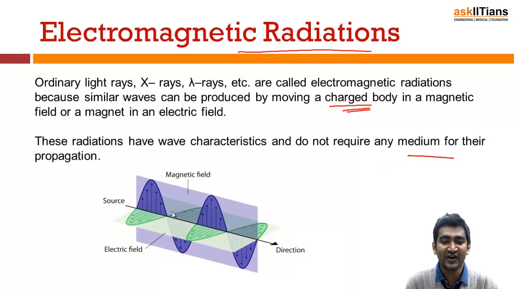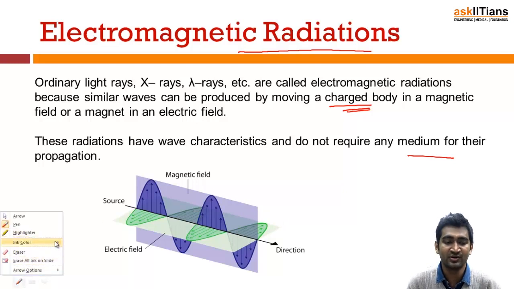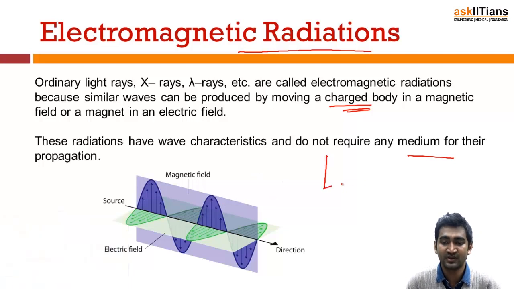It's like this, the transverse waves. This is the electric field, this is the magnetic field, and this is the direction. All these three are perpendicular to each other, which means you can assume them as the X, Y, and Z axes, in 3D.